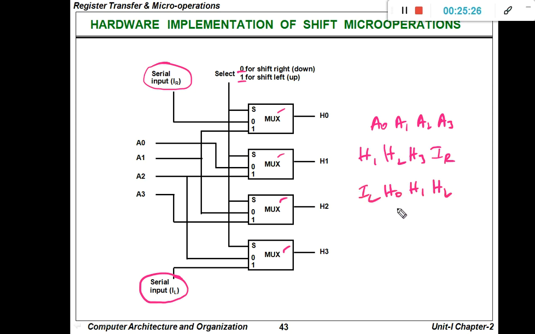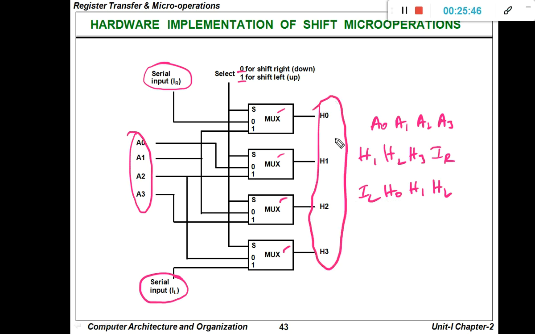Like this, we are going to perform the arithmetic, logic left shift as well as logic right shift operations. Finally, what we are going to do is move the content of register A to the content of register H, by changing the bits either from right to left or from left to right.